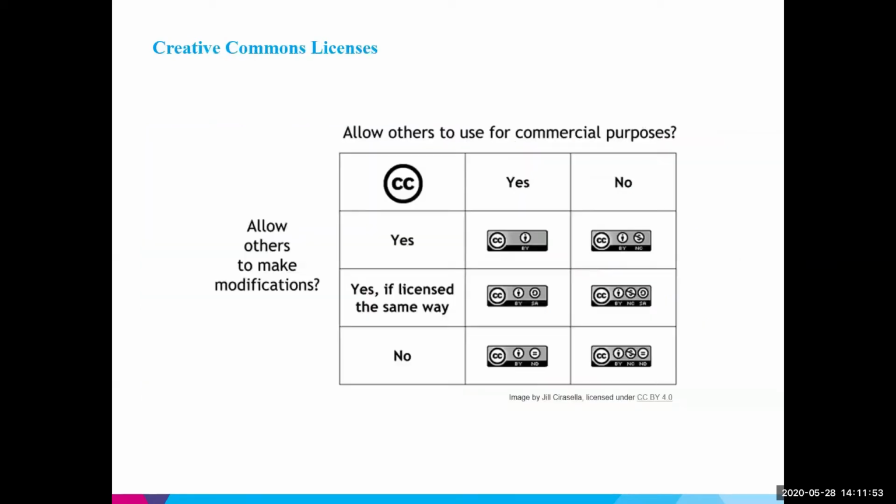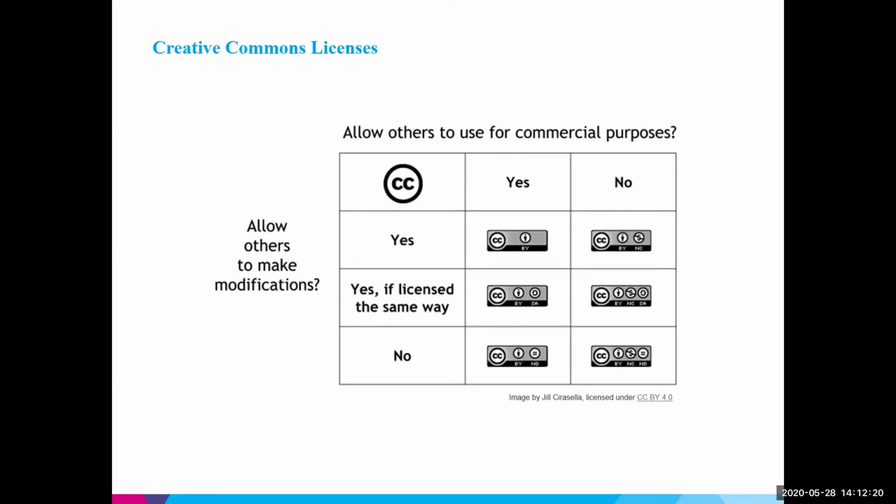So I mentioned Creative Commons licenses before, and when you are talking about open access, you are going to see Creative Commons licenses. Remember we talked about licenses before, where non-exclusive licenses allow both the licensee and other people to do things with an original work.